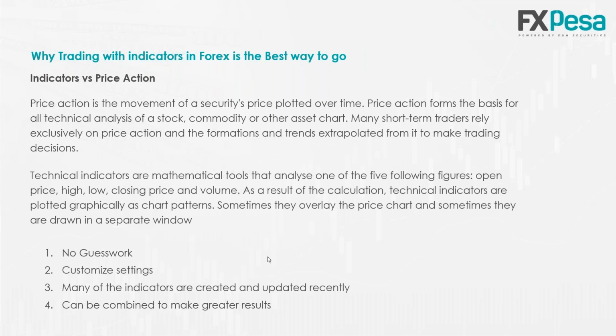Either you would see it as a line going above or below something else, or maybe a crossover between lines, or even a plot of arrows, either up or down, depending on the indicator itself. Sometimes they overlay the price charts. Sometimes they are drawn below the chart. So we'd have a naked chart.